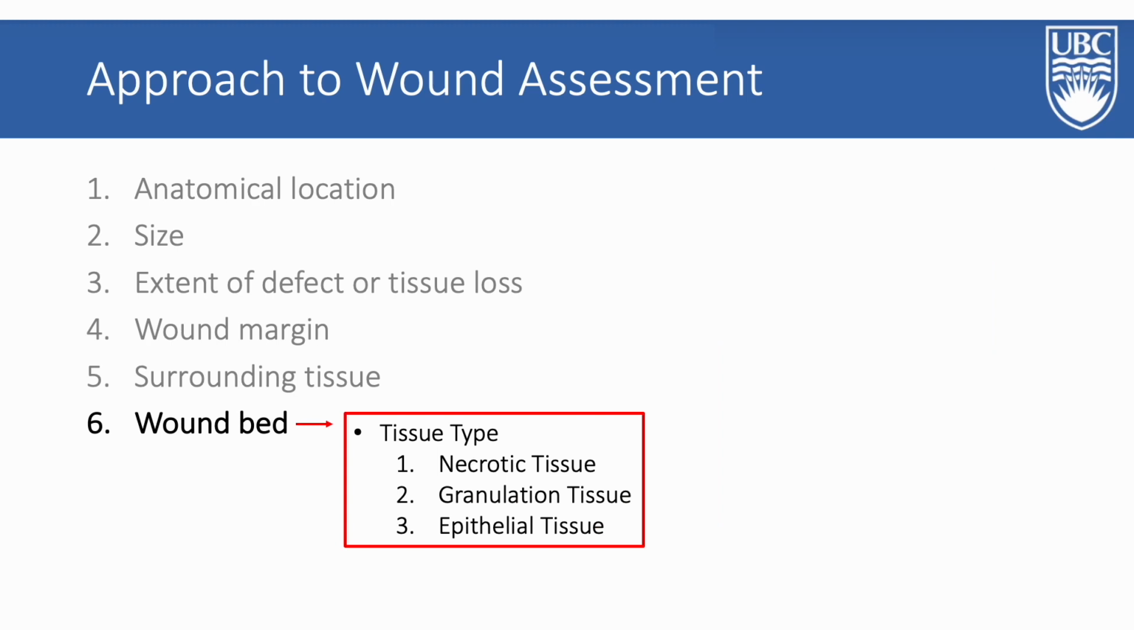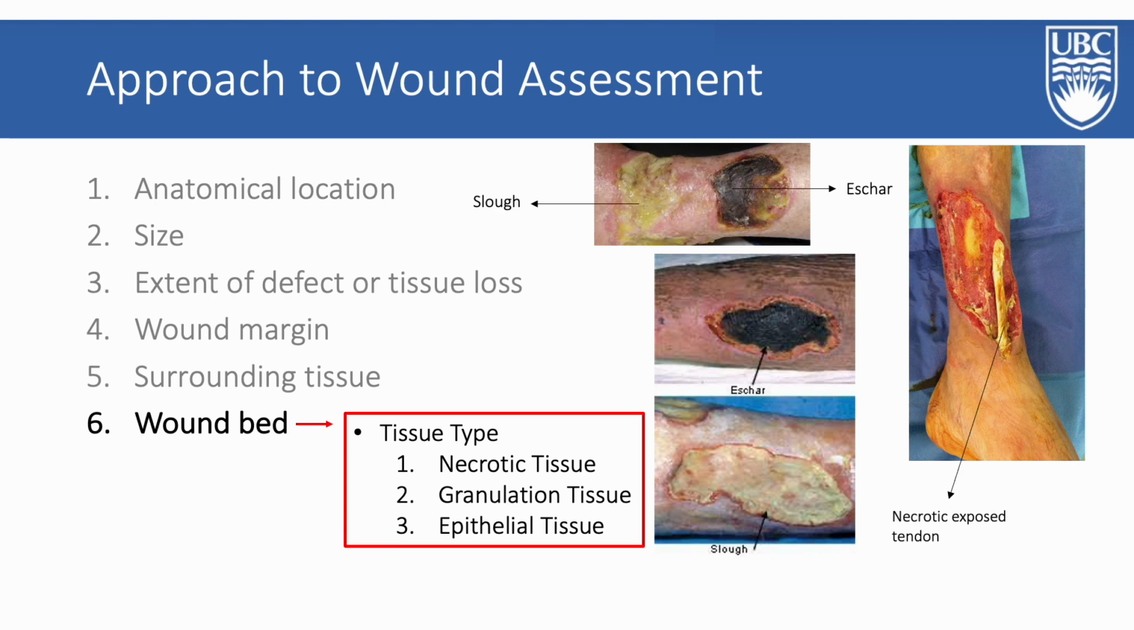Finally, describe the wound bed and the types of tissue present. Necrotic tissue indicates tissue death and can present as slough, which can appear as thick, yellow, white, or gray material that results from an accumulation of dead cells. It can also present as eschar, which is black, dry, thick, and leathery.